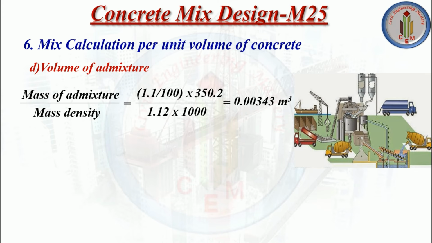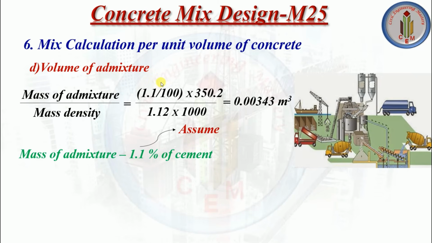Next is volume of admixture, which is mass of admixture divided by mass density. We don't know the mass of admixture, so let's assume it as 1.1% of cement, that is 1.1% of 350. Mass density is specific gravity multiplied by 1000. 1.12 is the specific gravity; up to 2 we can consider the specific gravity for superplasticizer. So if we calculate, we get 0.00343 meter cube as the volume of admixture.